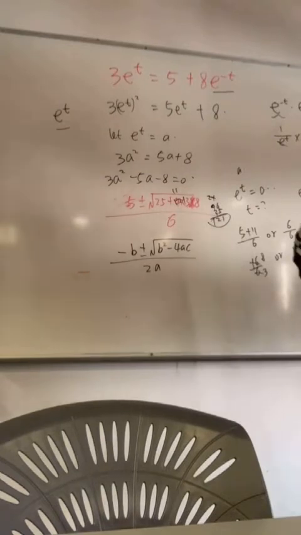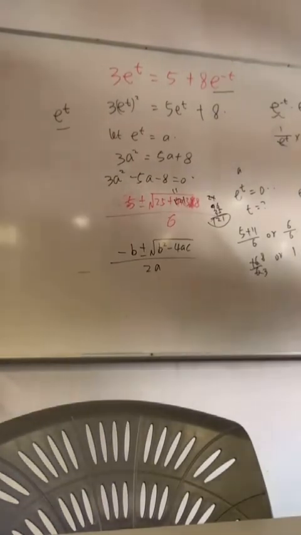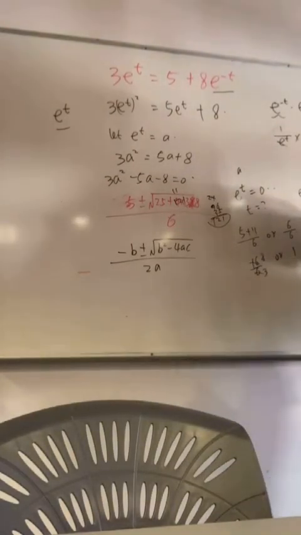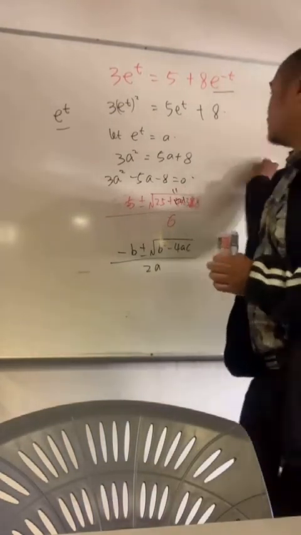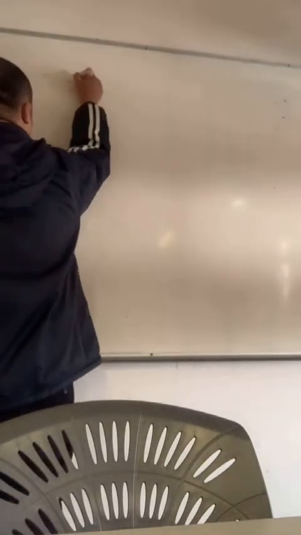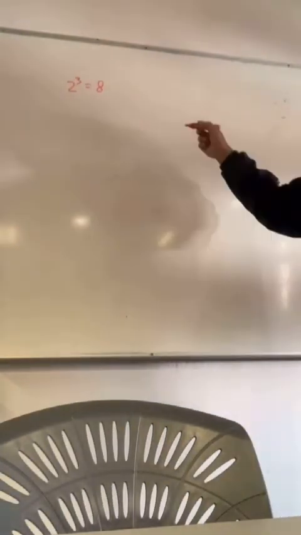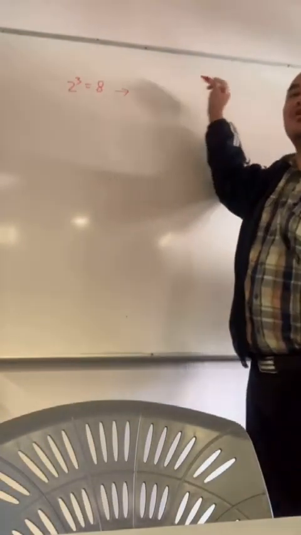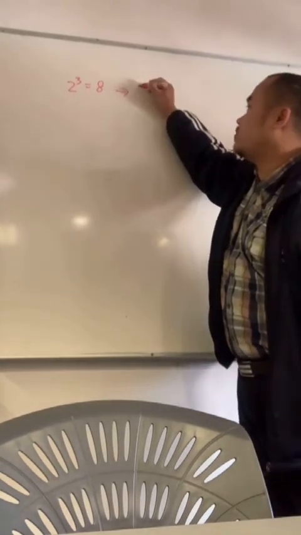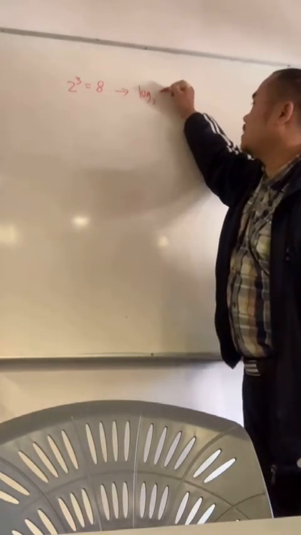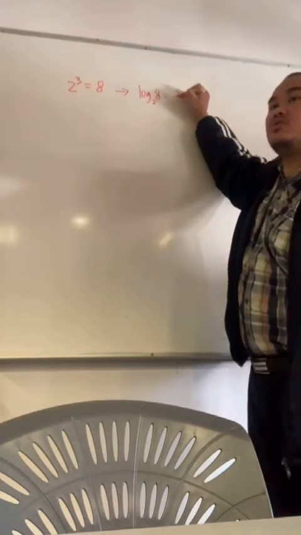Okay. So now we're going to talk about the logarithm. First of all, we know the relationship between logarithm and exponential. So let's say 2 to the power 3 equals 8. Okay, and how do we write this in the log form? That would be log base 2 of 8 equals 3.